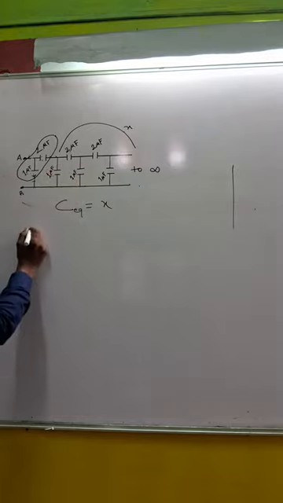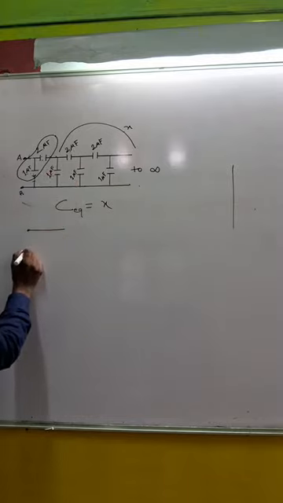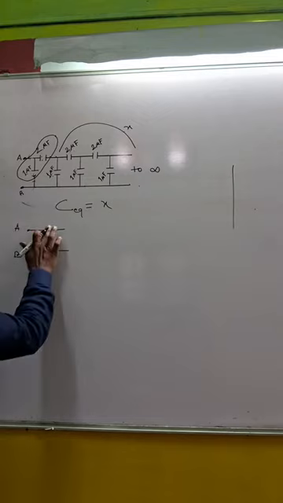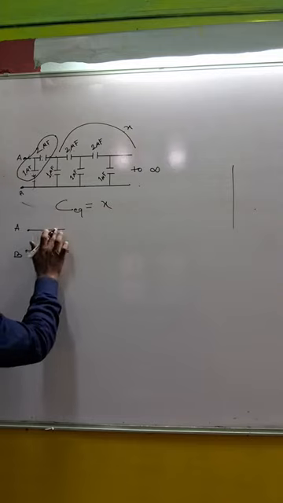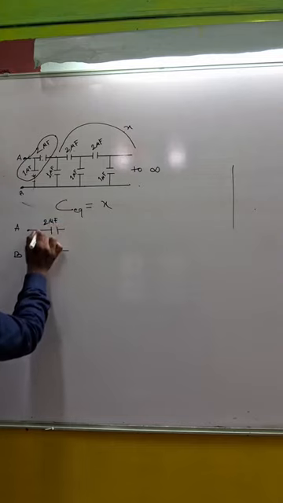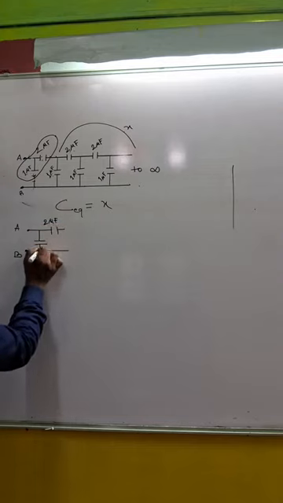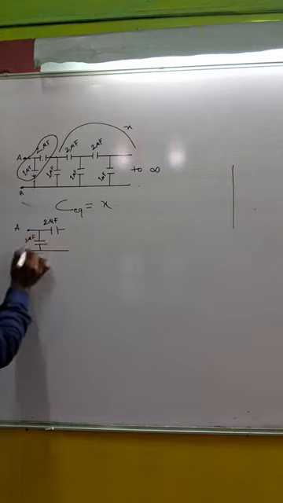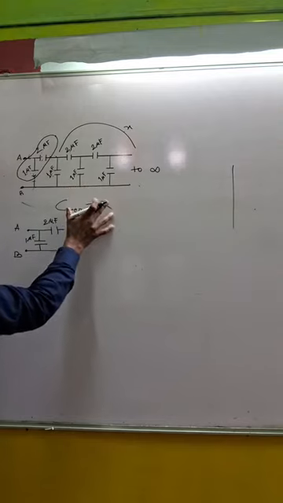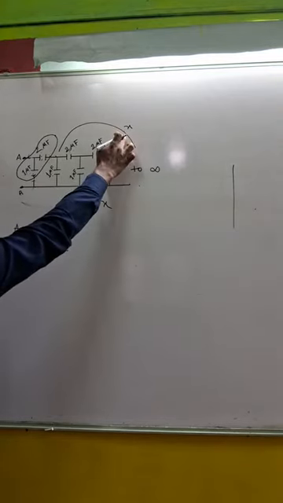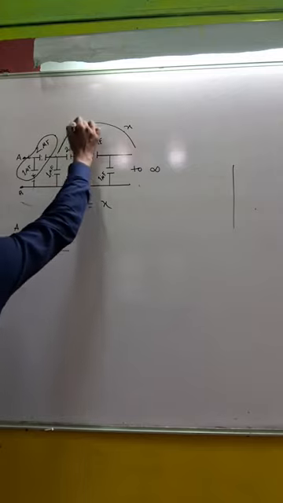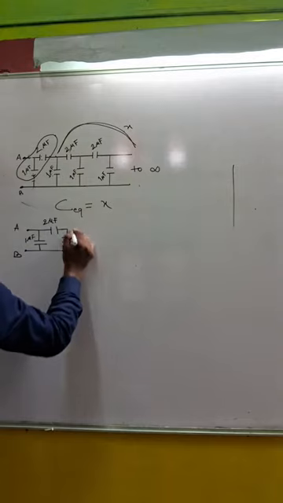Now you see in what way it reduces. This is your A, this is your B, and here is a 2 microfarad capacitor, and here is your 1 microfarad capacitor. And then the rest of the part's equivalent capacitance can be assumed as X. So the total capacitance of this part is X.